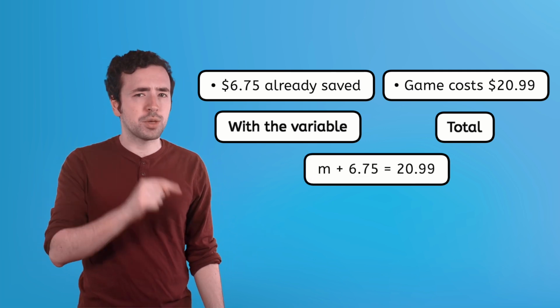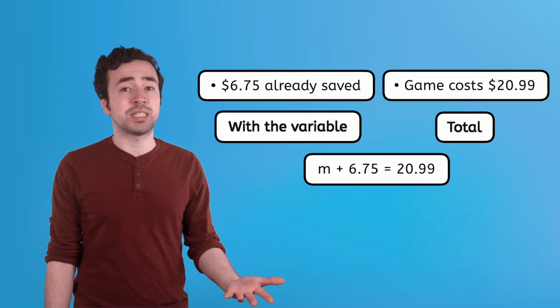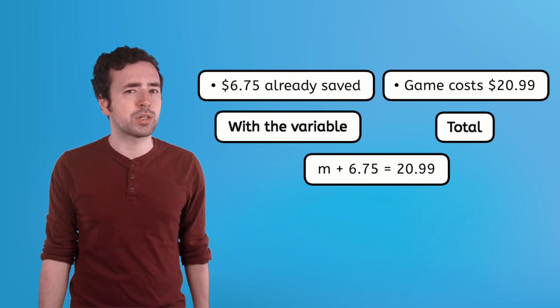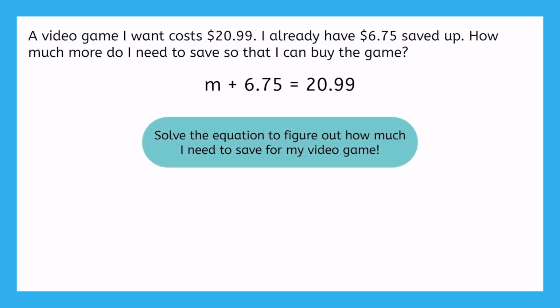Because addition is commutative, we can write this as m plus 6.75 or 6.75 plus m. Either one works. So now we have our equation. m plus 6.75 equals 20.99. All that's left to do to figure out how much money I still need for my video game is to solve the equation. Pause while you do that.